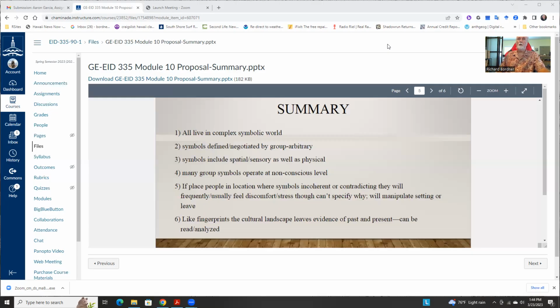Key to this, everyone lives in a very complex symbolic world. And this has several side effects, especially because you remember from fall semester, we kept pointing out that symbols are arbitrary. They're defined by the group. So the group collectively basically gives something a definition, and the group accepts that definition, and that then is what that particular thing means. It's not related to the object.